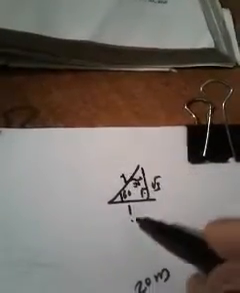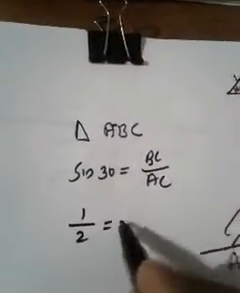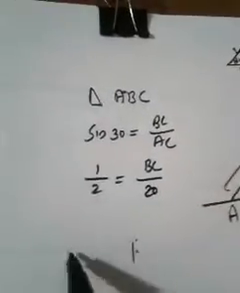So we need sine 30. Sine is opposite by adjacent, so 1 by 2. 1 by 2 is equal to BC, which is not given, over AC, but AC is given as 20. Now you can cross multiply.